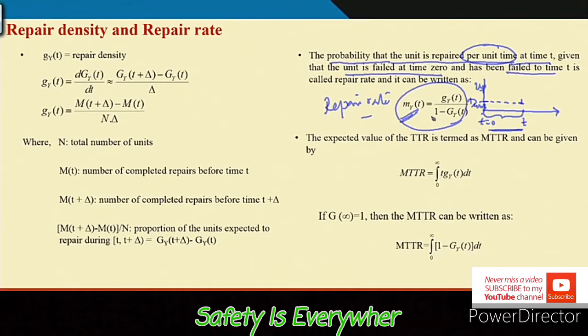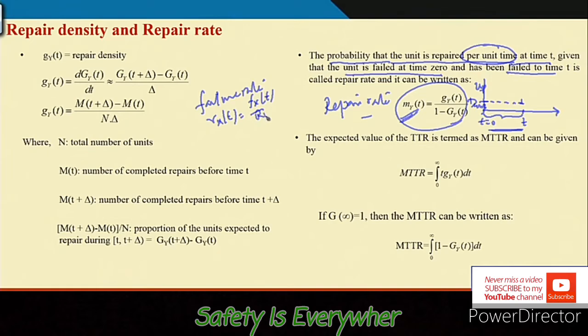Now let me go back again to the failure rate, because you have seen this one earlier. Failure rate is f(t) divided by R(t), where R(t) is 1 minus F(t). Here the equivalence is: capital F(t)'s equivalent is G(t), and small f(t)'s equivalent is small g(t).